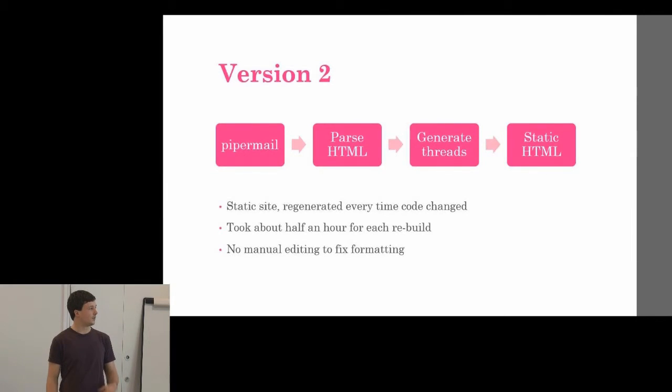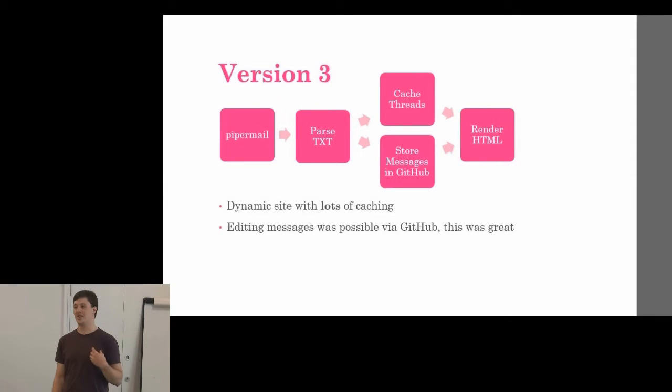So to fix this, I decided that I needed to make the architecture more complicated again, because more complicated is better with these things. So I needed some kind of collaborative editing tool, and I thought Git and GitHub already provide that. So what if I store the messages that I get off Pipermail in GitHub? Simple editing interface, simple peer review system.